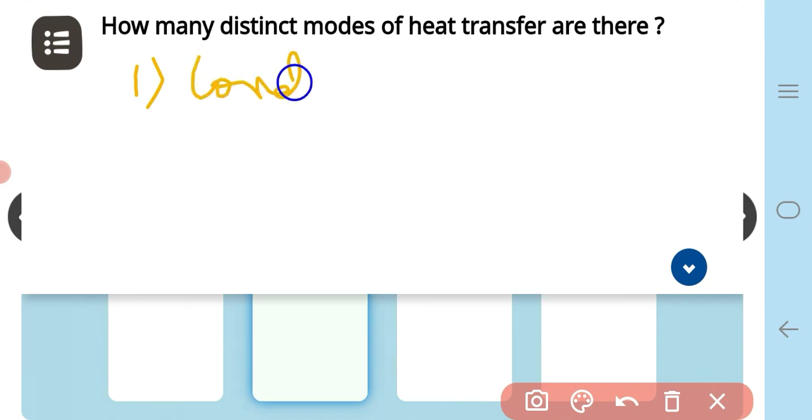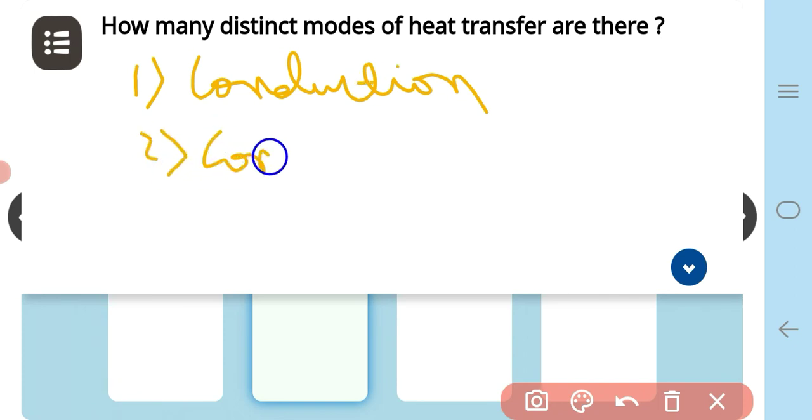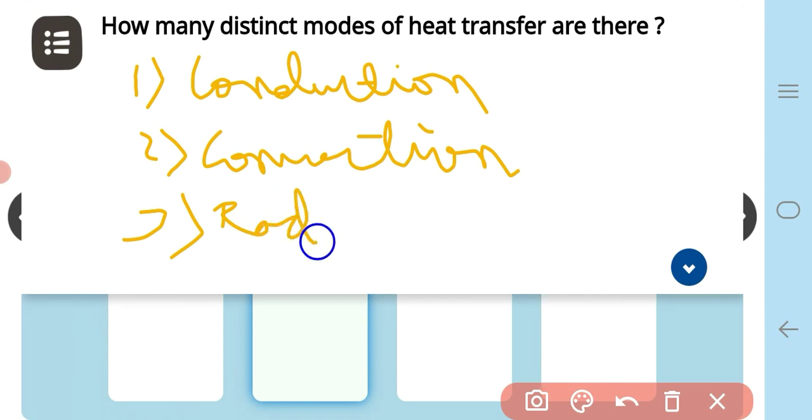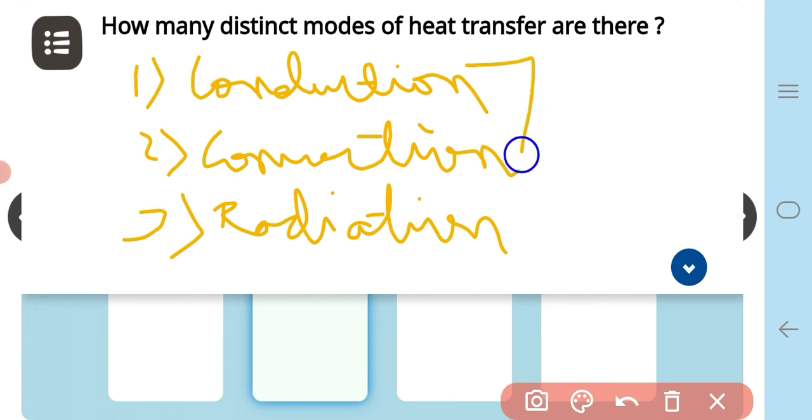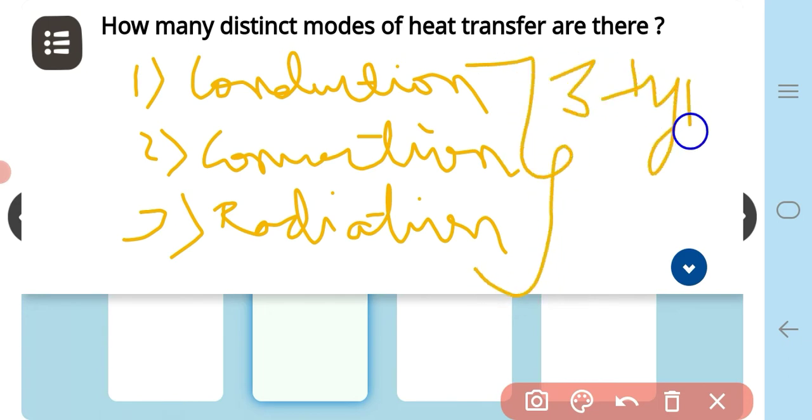conduction, second is convection, and the third one is radiation. You can note it somewhere or take a screenshot of it to remember. So in all, we can say that there are 3 types or 3 modes.